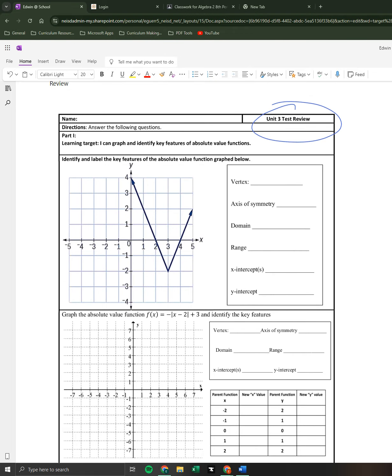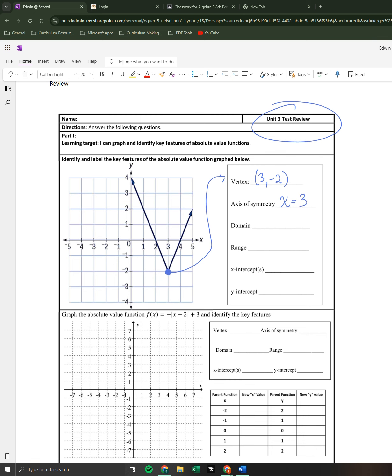So Unit 1 review is all about key characteristics of functions. And since we're talking about absolute value functions, we're supposed to be able to see these things very quickly. So a vertex is that little spike right there. Remember, it's always x comma y, so 3 comma negative 2. The axis of symmetry is always going to be equal to the x value of the vertex. So in this case, it's x equals 3.